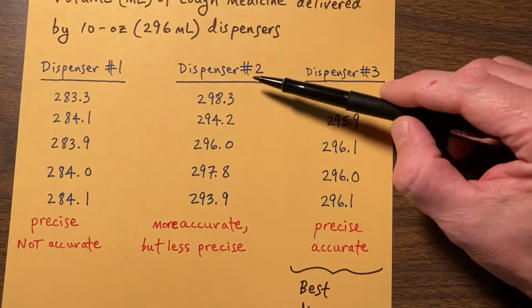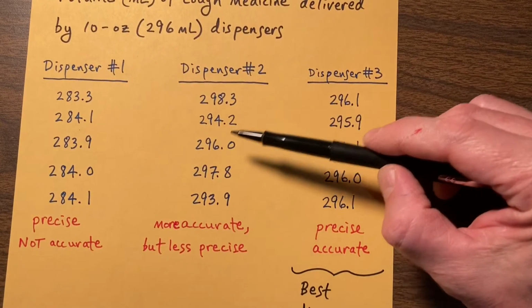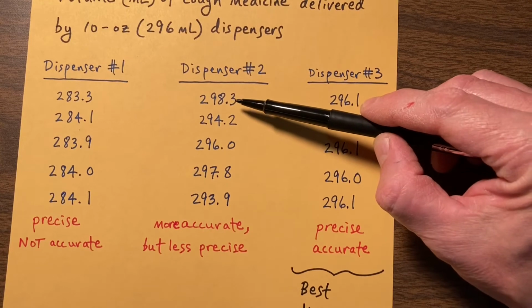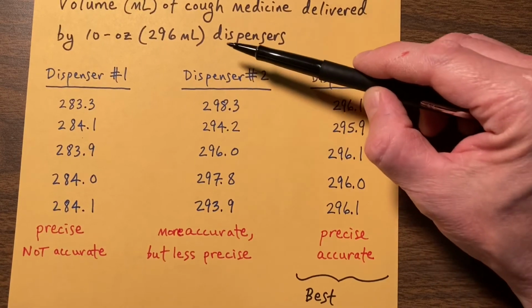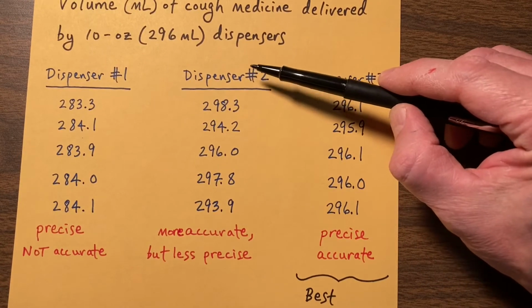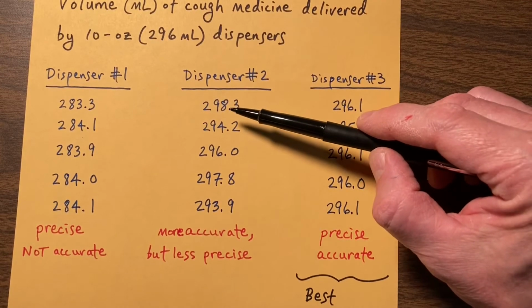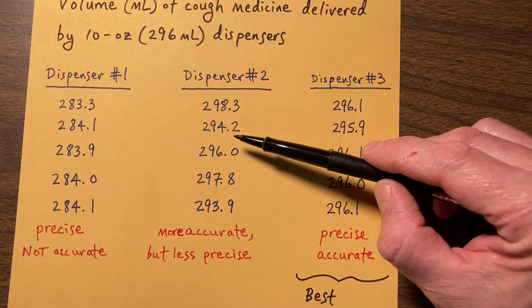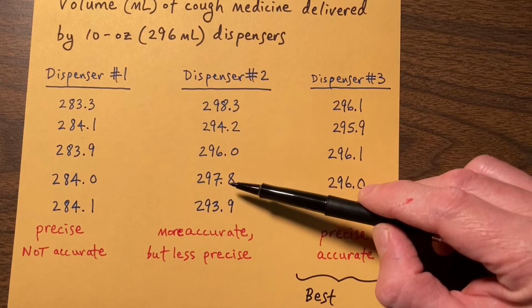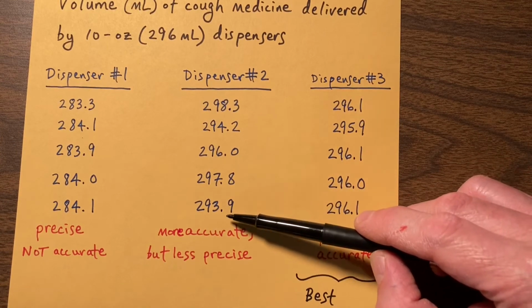Compare that to a dispenser that might give you more accuracy, but it's less precise. So these are closer to 296 mils. They did the same dispensers 5 times. They measured the 10 ounces 5 times. One gave 298.3, 294.2, 296.0, 297.8, and 293.9.